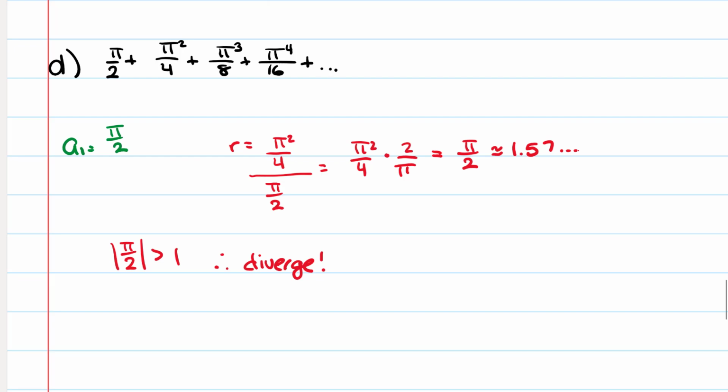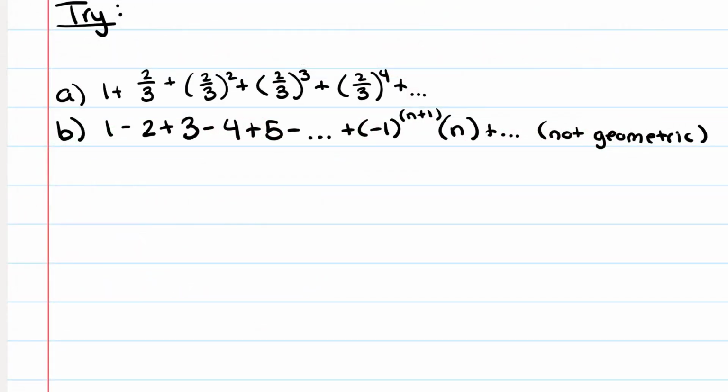Another way you could have done this is written this as pi over 2 plus pi over 2 squared plus pi over 2 cubed plus dot dot dot, and you can see that r is pi over 2 every time. So again, if r is larger than 1, it diverges. If it's less than 1, then it's going to converge, and you have to use that formula. Okay, so on your own, I want you to give this one a try. I want you to determine if it converges or diverges, and if it converges, tell me what it converges to.